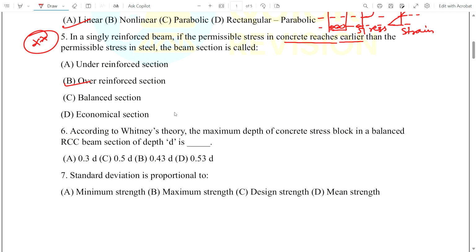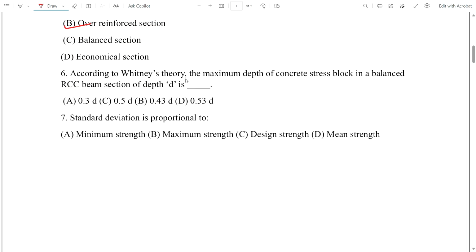Now coming to question number 6. According to Whitney's theory, the maximum depth of concrete stress block in a balanced RCC beam section of depth d is how much? Whitney's theory is mainly the ultimate load theory. Whitney replaced the actual parabolic stress diagram with a rectangular stress diagram, such that the CG of both diagrams lies at the same point and the areas are also equal. This is the theory of Whitney. The depth of a balanced RCC beam section is given as 0.53d. You just remember this. This is a theory type of question.